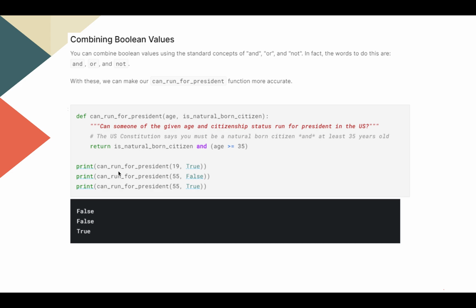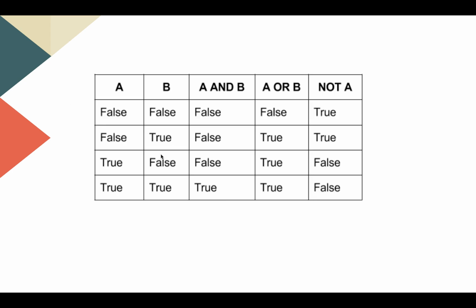Now this is a part that is related to logic, using and, or, and not with multiple Booleans. If you've taken a critical reasoning course before, I'm sure you all know what this does. In this function, the return value is natural_born_citizen and age is greater than or equal to 35. So if either condition is not met, it returns false. And you can see the results over here. And it'll be better to look at this chart over here. If you're confused, pause for a second and see how these operators work.